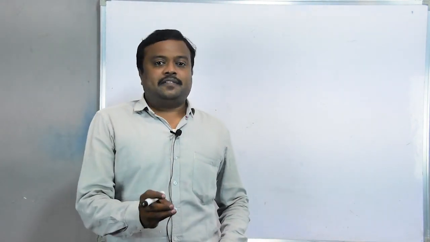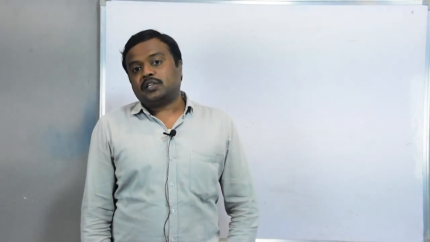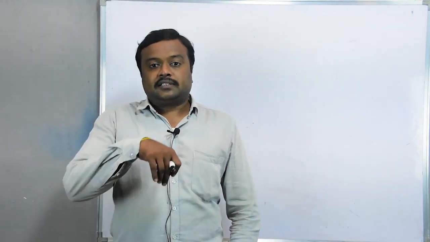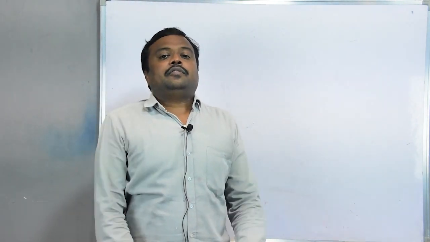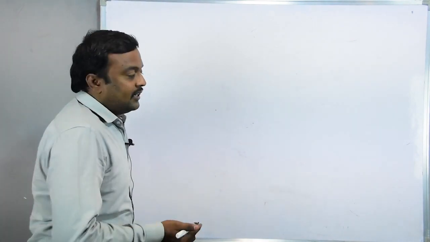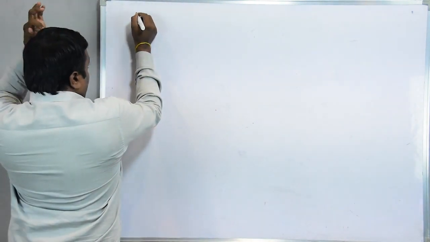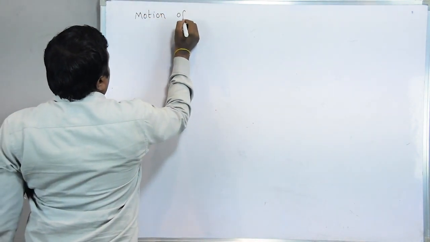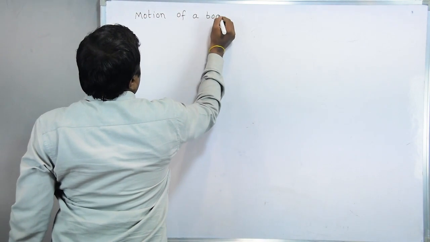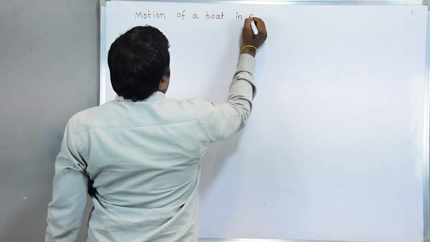In previous lectures, that is vectors lecture 7 and lecture 8, we completely covered addition of vectors by using parallelogram law of vectors, triangle law of vectors and polygon law of vectors. Now in this lecture, we are going to see the new topic, that is motion of a boat in a river.